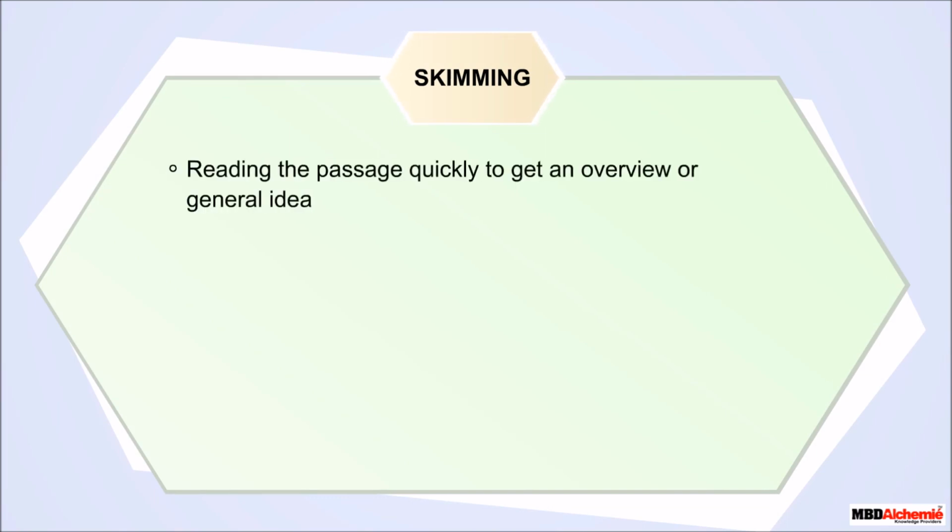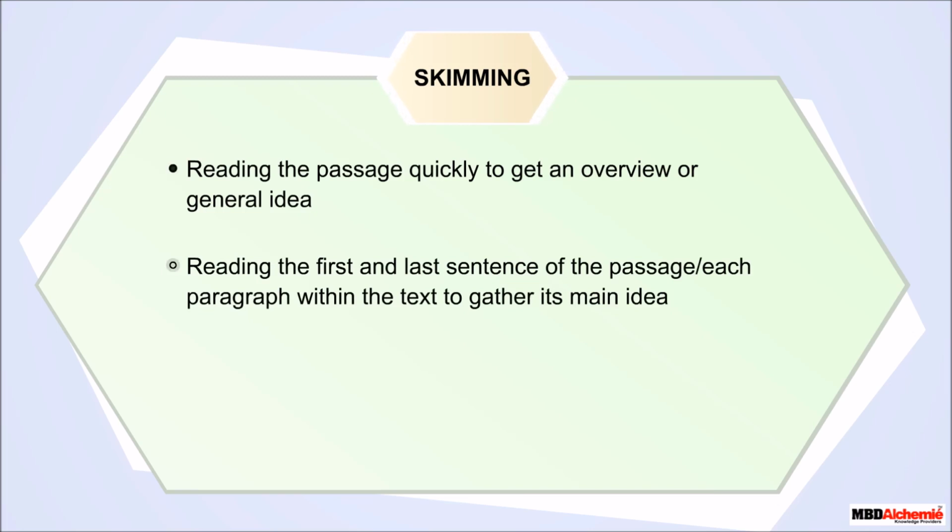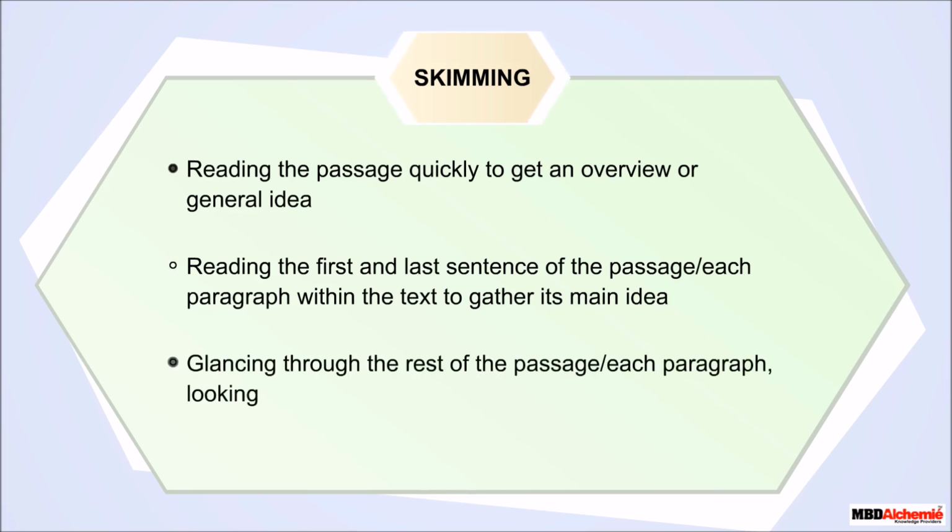Now let us look at the major steps to be followed while attempting argumentative passages. The first step is reading the passage quickly to get an overview. This process is termed skimming. We generally read the first and last sentence of the passage or each paragraph to gather its main idea. We then glance through the rest of the passage to look for more important pieces of information.